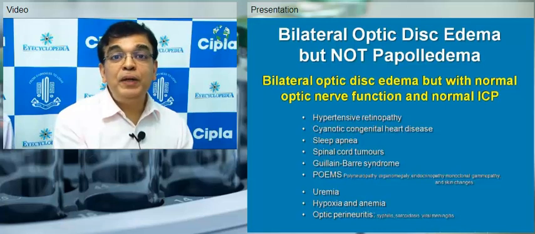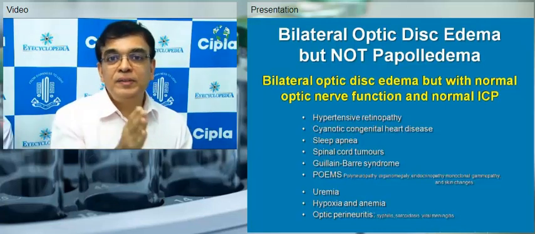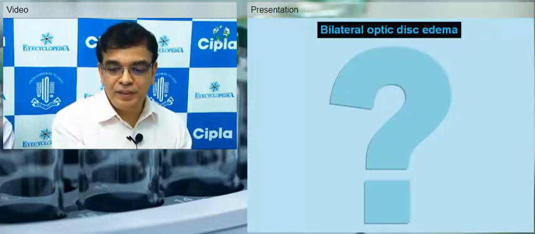Optic perineuritis, where you have inflammation of the surface, such as in sarcoidosis or syphilis, can present with a swollen disc but normal optic nerve function.